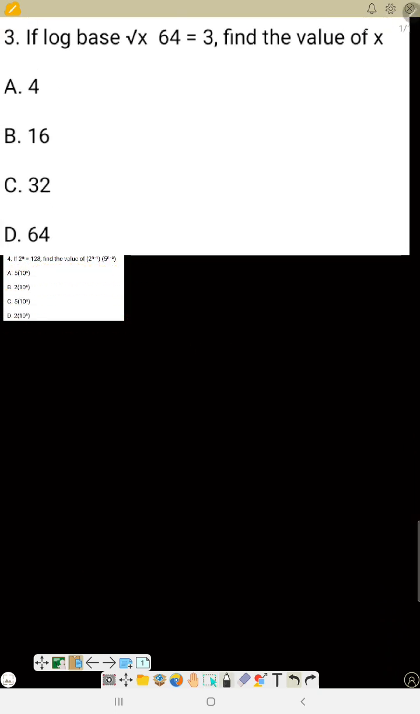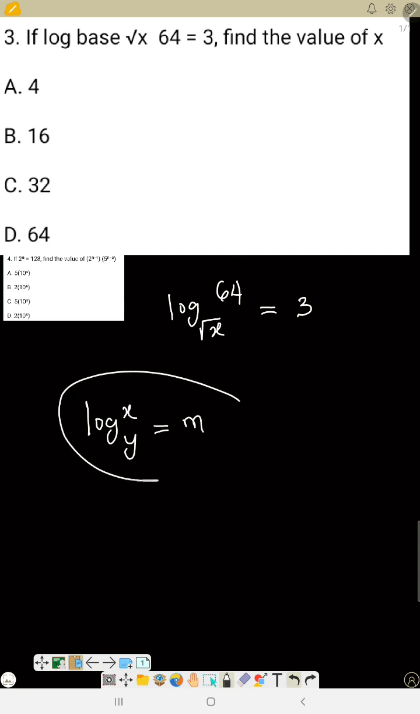Number 3. If log 64 base root x is equal to 3, find the value of x. So to find x here, we already know this rule. Remember, log s to base y is equals to m. If you have this rule, then anything you have here, s, will be equals to anything you have here, y.